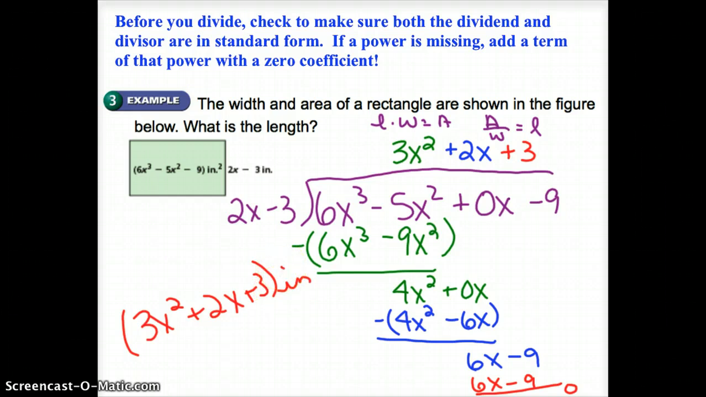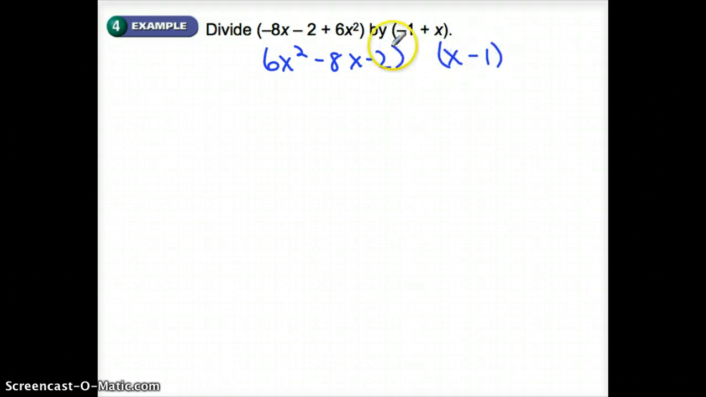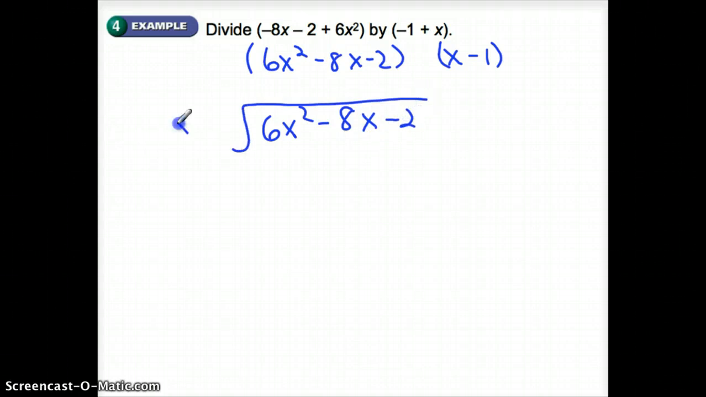All right, if we can get this one more done, I'll be pleased. You're going to divide negative 8x minus 2 plus 6x squared divided by negative 1 plus x. So this is tricky because it's not ordered very prettily. So we want to reorder it into standard form. So this is going to be 6x squared minus 8x minus 2. And we're going to make this one x minus 1. And then it just becomes a straightforward problem just like you've had before. So 6x squared minus 8x minus 2 divided by x minus 1.